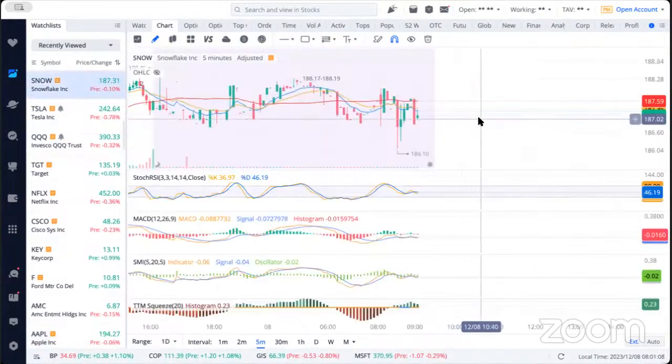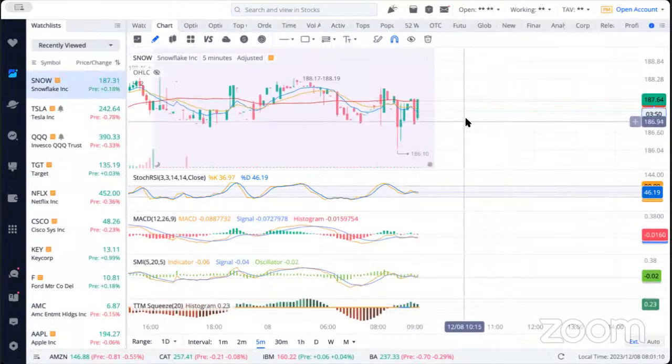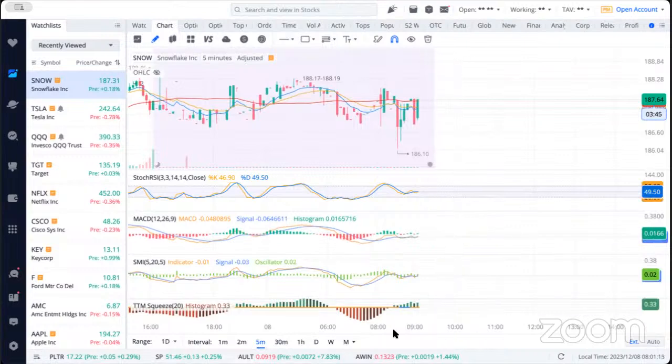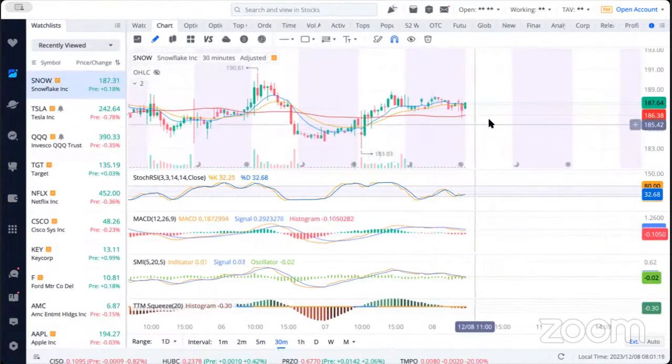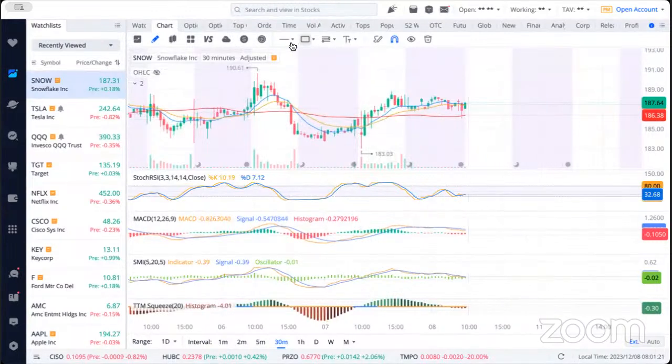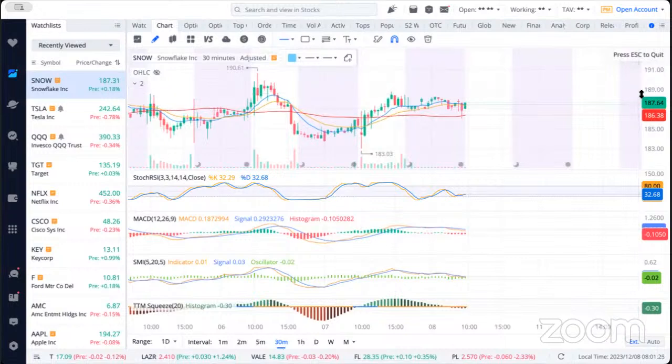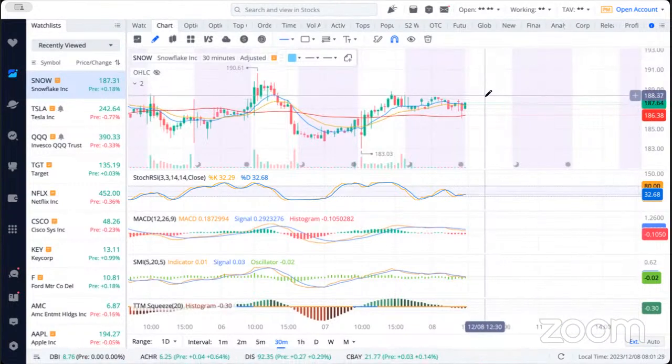Let's look at Snow. Snow's been kind of sideways moving lately, but we like Snow. When Snow moves, it likes to move. Let's go ahead and look at this at the 30-minute chart and see what we got. So with Snow, we're going to go ahead and put, where's Snow at? 187, 188.37. That might do it.